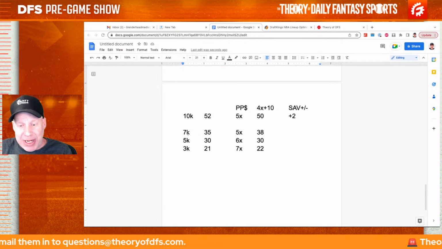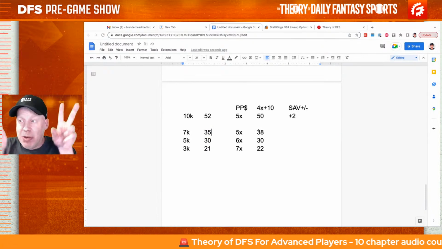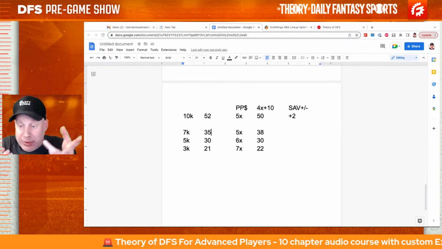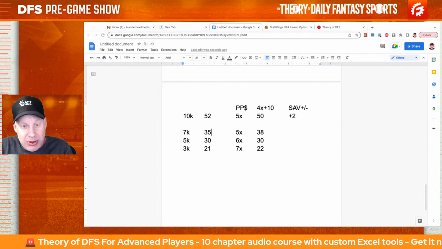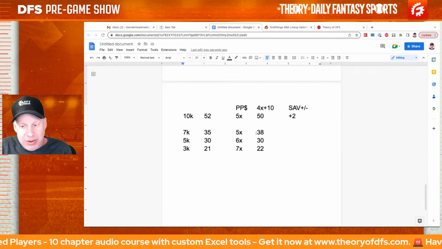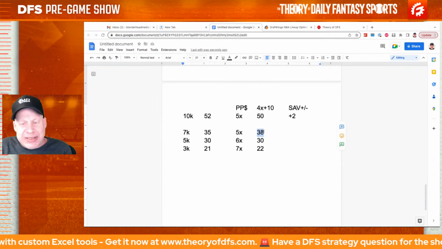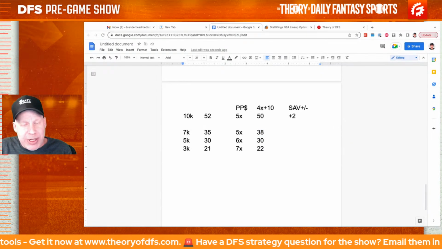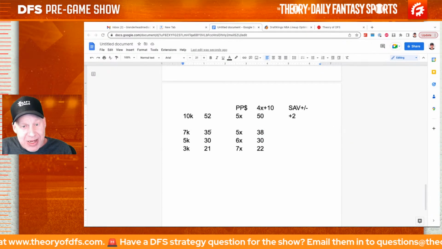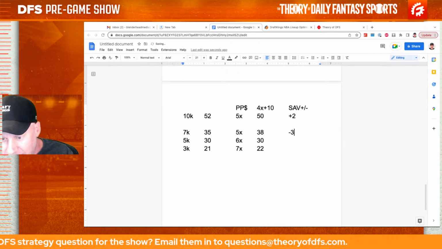This 7K player projects for 35. Our expectation is what we consider making value, which could be whatever baseline you want to use. We have 4x plus 10 here. 38, that's our baseline. We expect a 7K player on average to score 38 points. Well, he projects for 35. That means his salary adjusted value is -3.